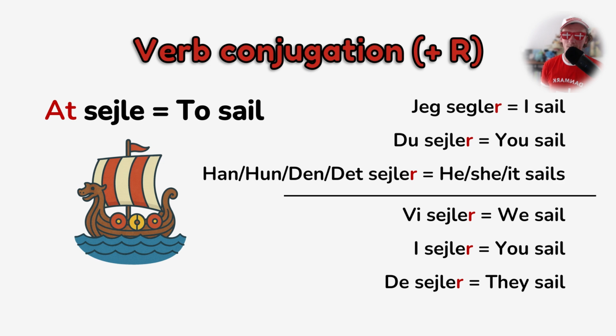A little fun fact about Danish language, a little, let's say, thing you can say if something is a bit messy or everything is a bit chaotic. You can say, det sejler, it's sailing. Det sejler på kontoret. It's chaotic in the office.